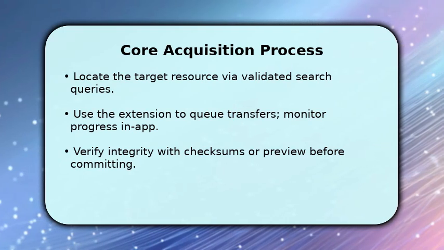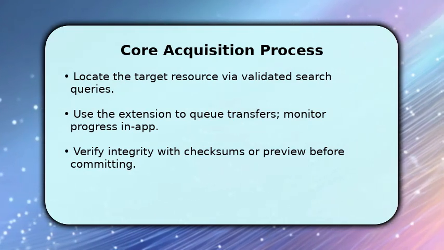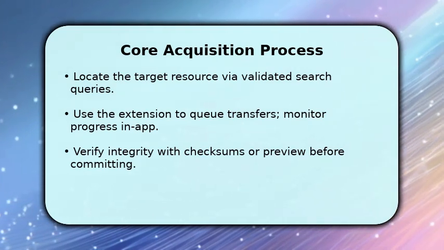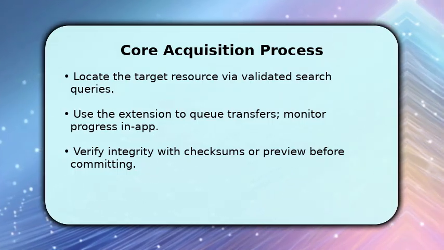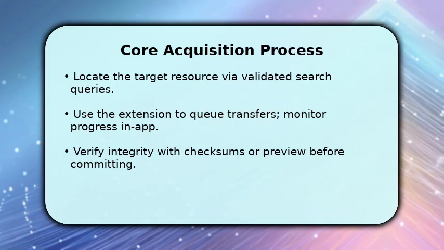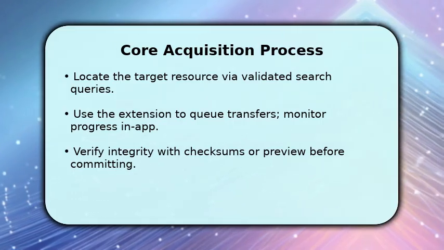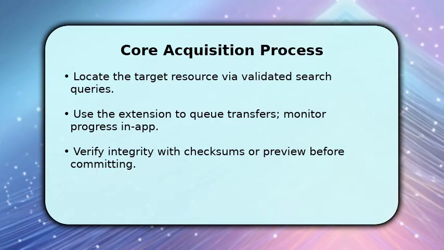You now perform the core steps. Locate the Cyberspace Chomik using targeted queries, then add it to your transfer queue through the extension. While transfers run, monitor the app for errors and allow resumable downloads if needed. Verify integrity by comparing checksums or previewing content.